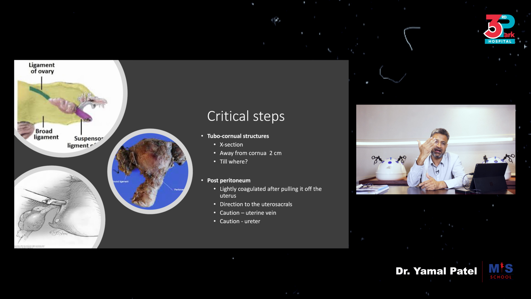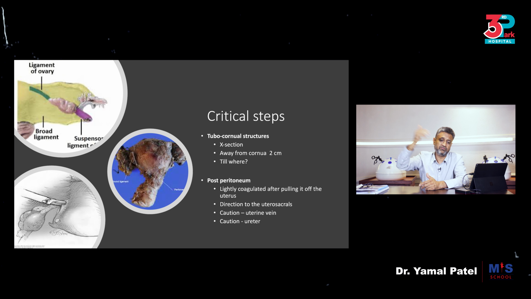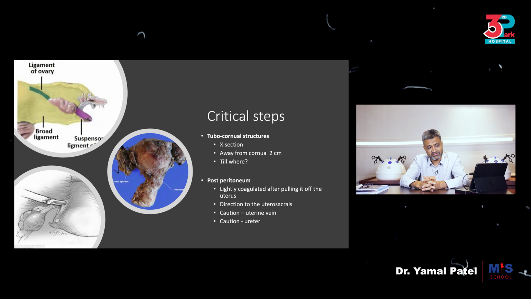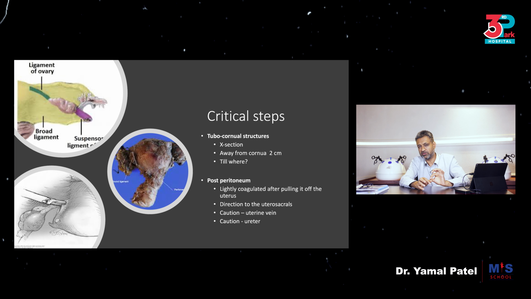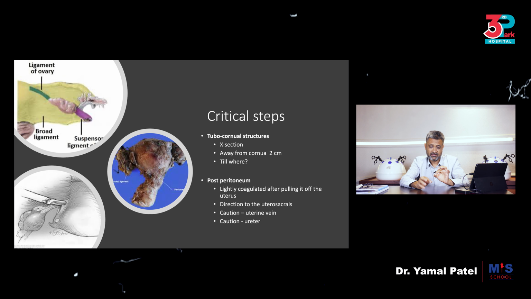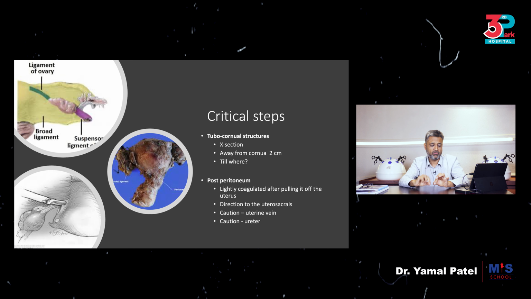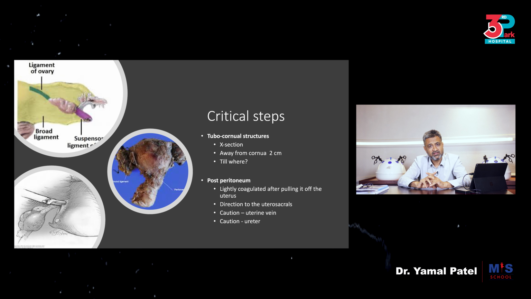The next step would be either the anterior UV fold or the posterior peritoneum. So let's say we start off with the peritoneum. The tip would be you only lightly coagulate it after pulling the peritoneum off the uterus, and don't buzz a lot. Lightly coagulate and cut, lightly coagulate and cut with the direction towards the uterosacrals.